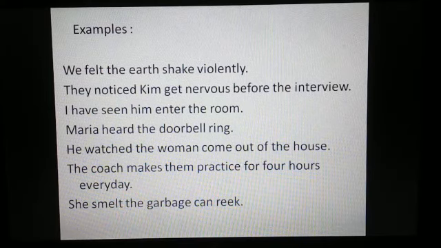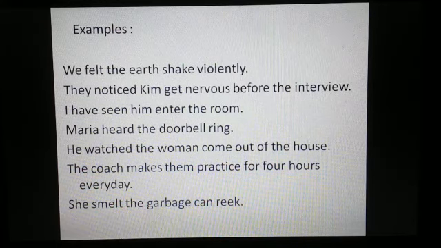I have seen him enter the room. I is the subject. Have seen is the verb phrase where have is the helping verb and seen is the third form of the verb. See, saw, seen, right? Seen is the third form of the verb. Him is the object. Enter is the bare infinitive or the base form of the verb. The room is the adverbial.